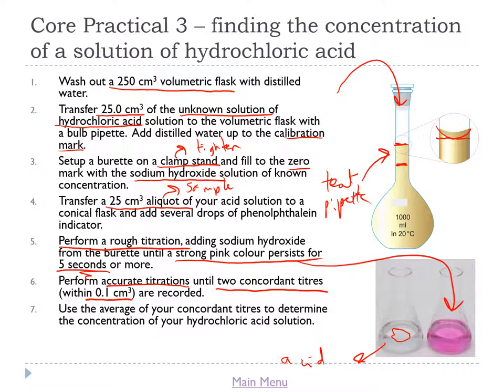And once we've got those concordant titres, we're going to use the average of those concordant titres to determine the concentration of our hydrochloric acid solution.